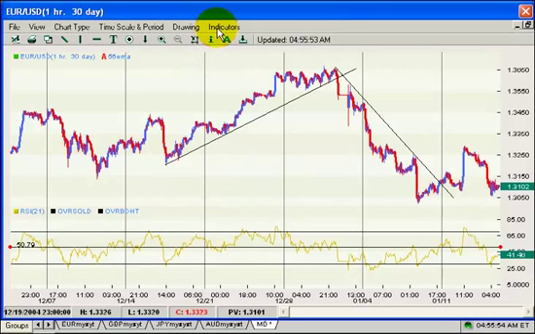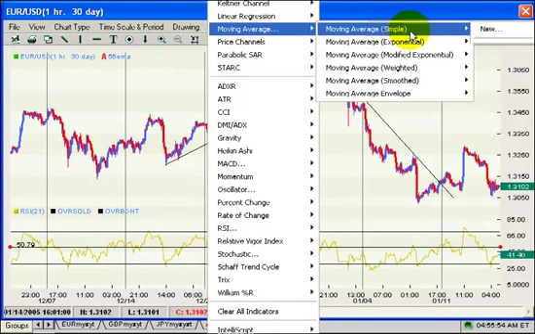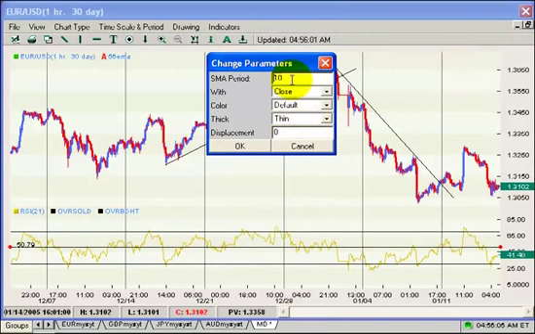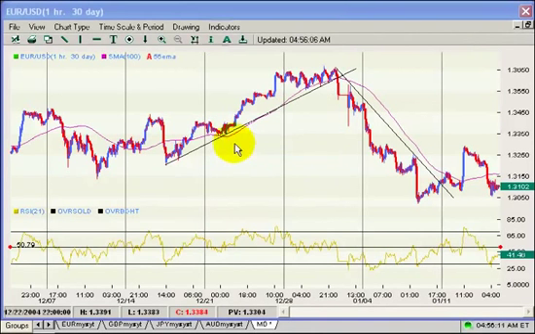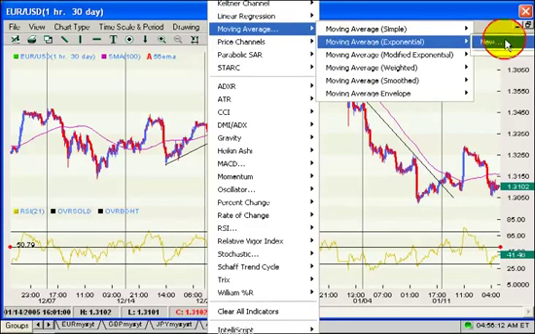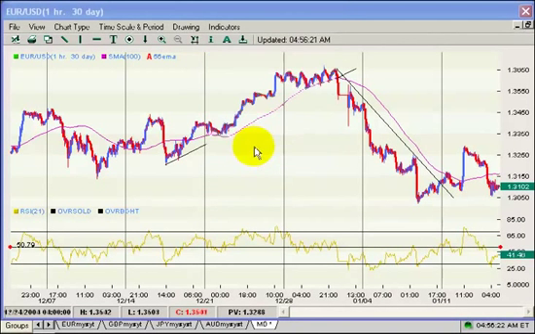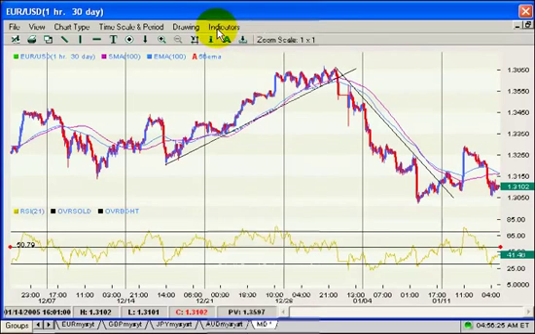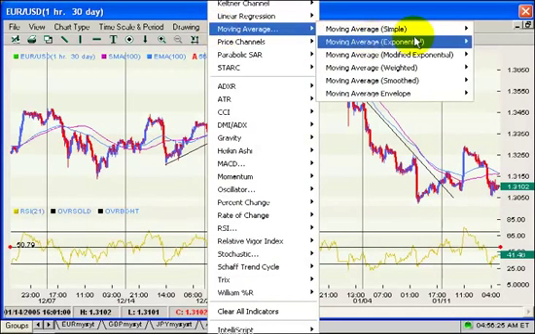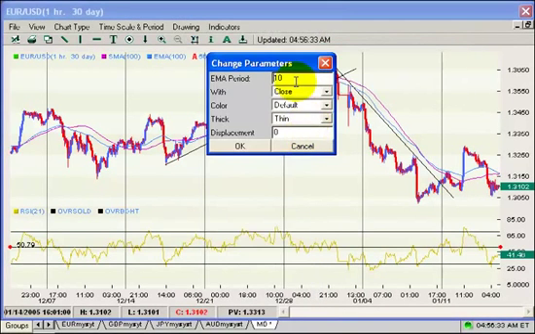To begin with, I shall add a 100 period simple moving average. Next, I shall add a 100 period exponential moving average. And next, I shall add a 13 period exponential moving average. And I shall make that one red.